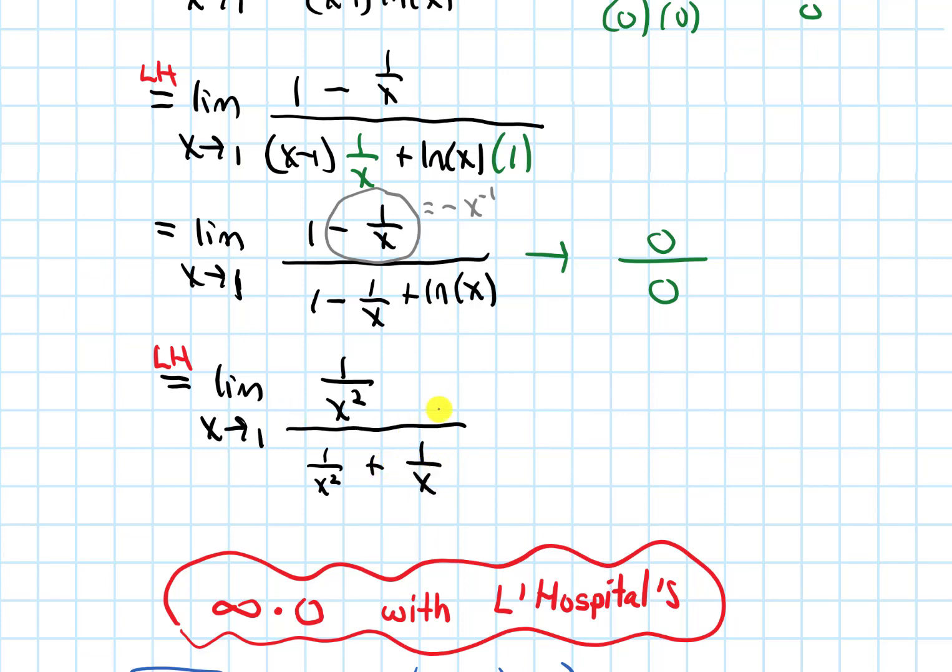And now I am good to plug in. There won't be issues. If I plug 1 in, I'll get 1 on the top over 1 plus 1 on the bottom, which is 1/2. And that is our answer.